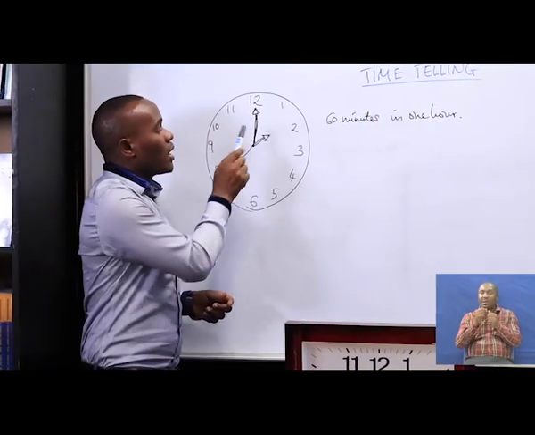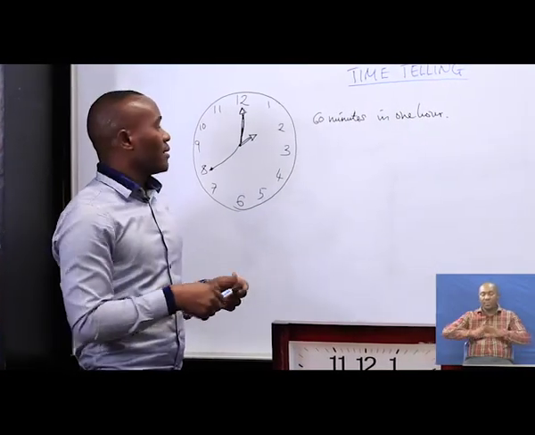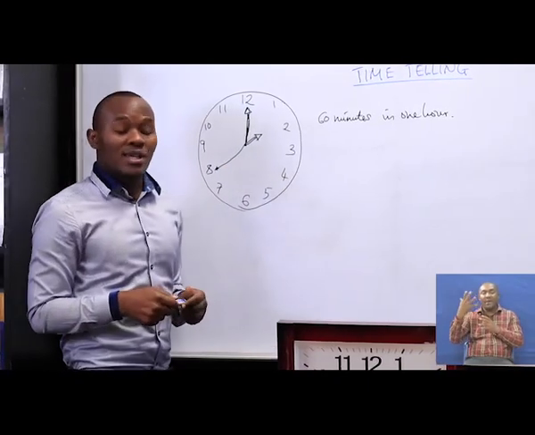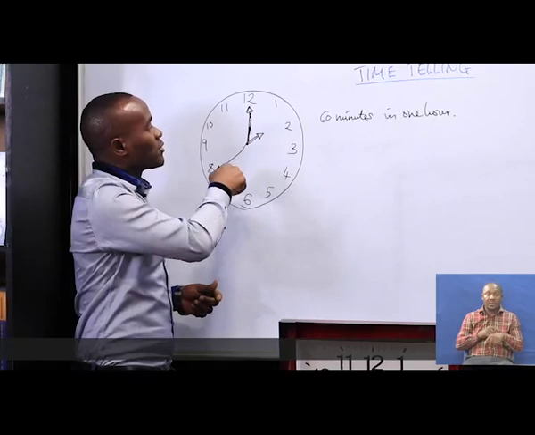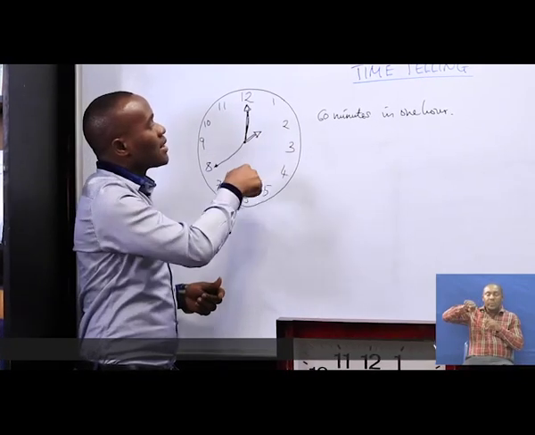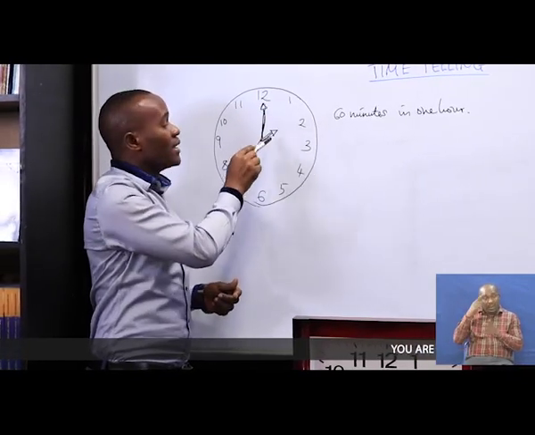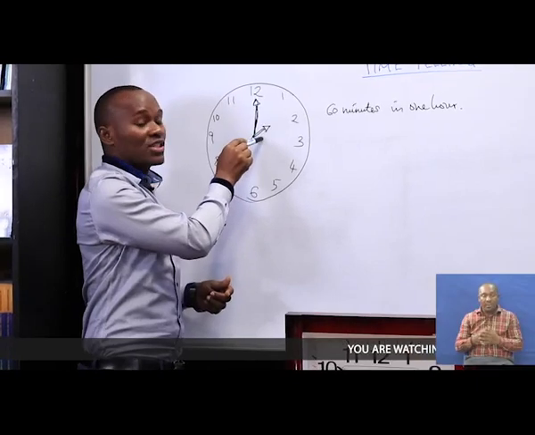We have the short arrow there. This arrow shows the hours. When the minute arrow rotates from number 12 to number 12, it makes 1 hour, and that hour is shown by this short arrow here.